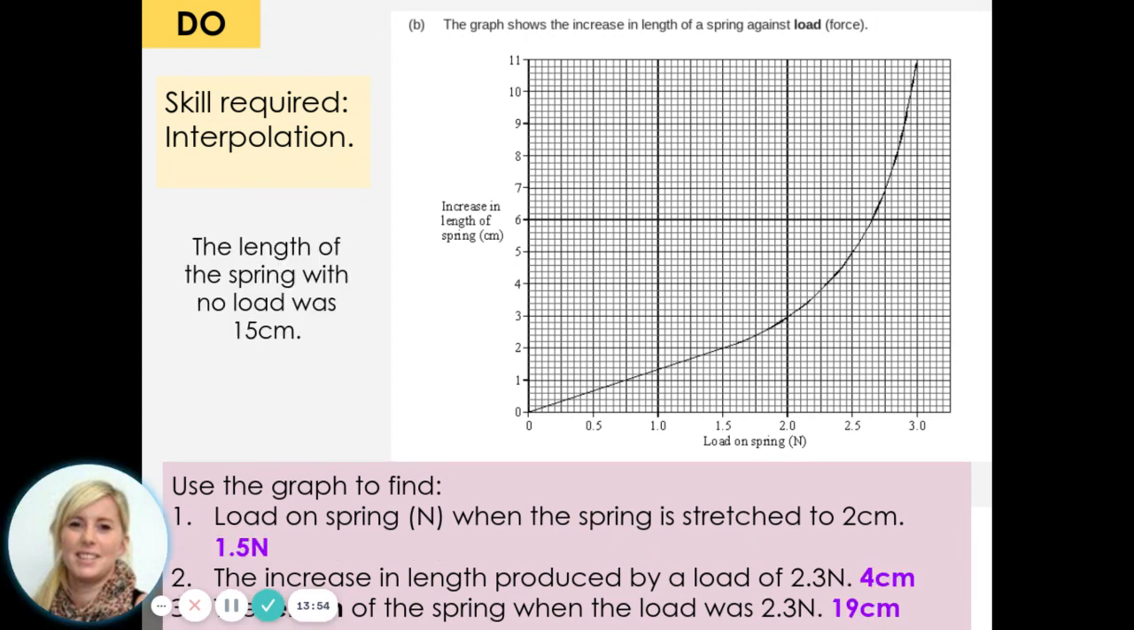Okay, so the answers then we were looking for, number 1, it was 1.5 newtons. And it was quite clear if you followed it across from 2 to the line and then straight down, it went to 1.5. If you went up from 2.3 newtons to the line and then across, you ended up at 4 centimetres. And then the length of the spring when the load was 2.3 was 15 plus 4, which is a total of 19 centimetres. Okay, and that skill then is called interpolation.